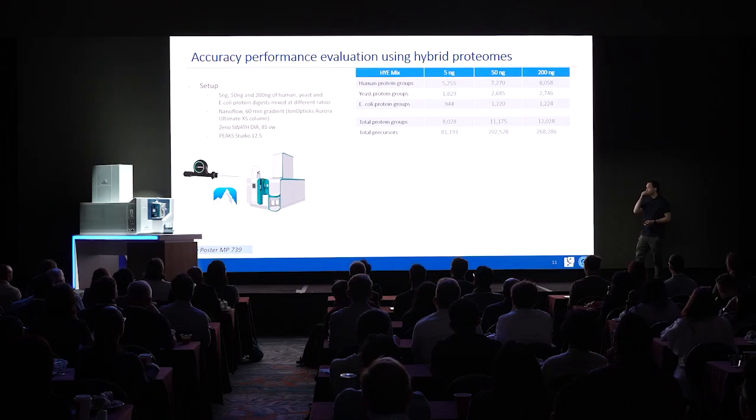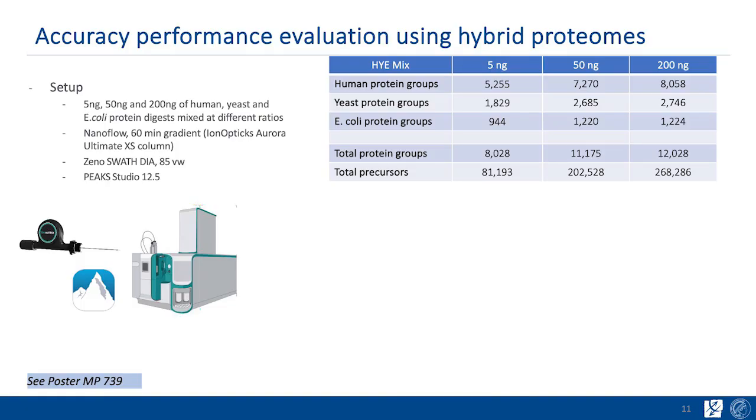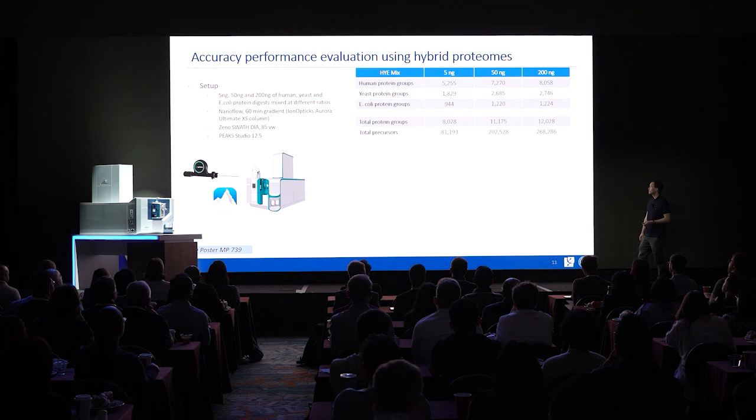So now that we've answered the question about throughput, what about depth? So going to very long gradients of 60 minutes and checking these mixed species experiments, we get an amazing coverage. So at 5 nanograms, it's around 8,000 protein groups and 82,000 precursors, and increasing the load to saturation, this goes all the way to 12,000 protein groups and 278,000 precursors.